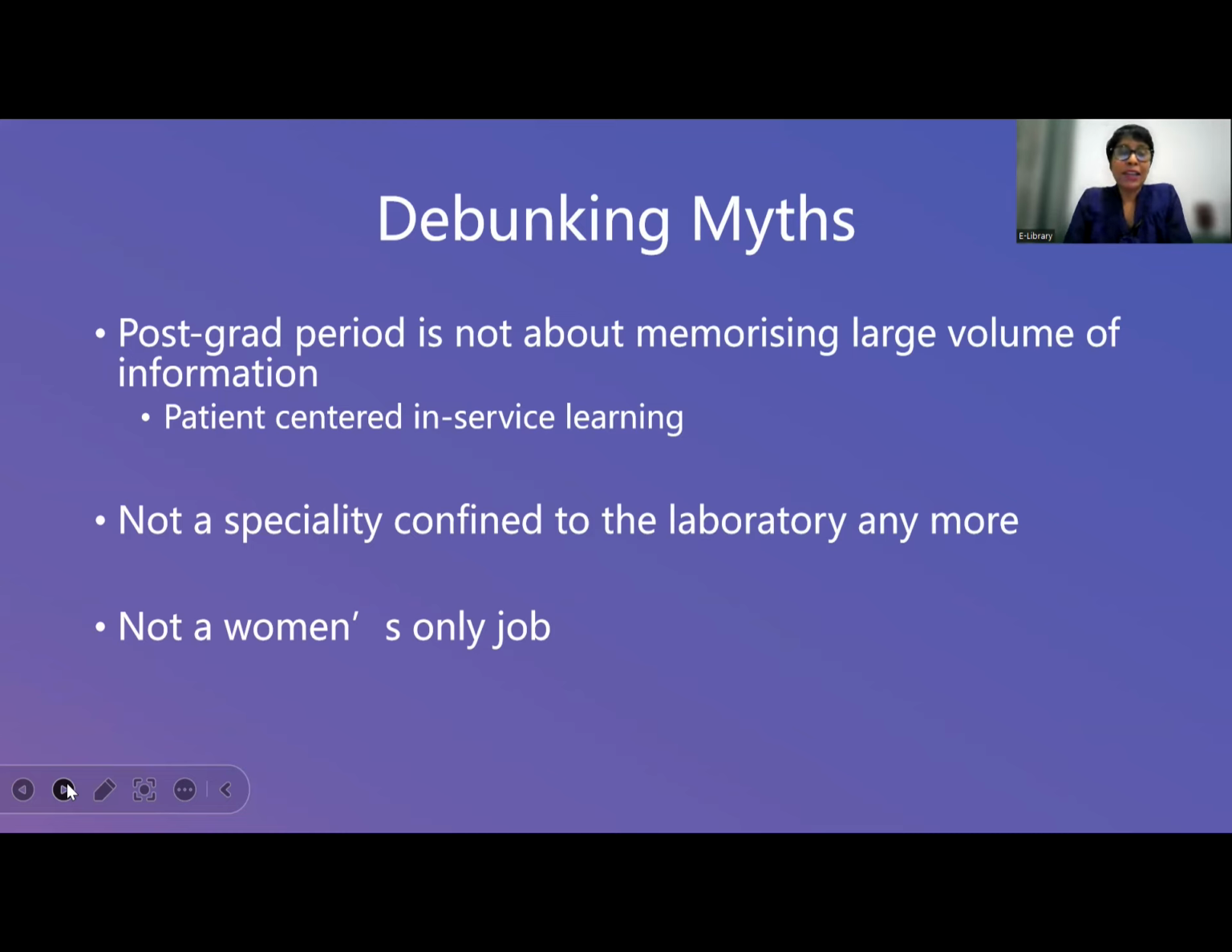Also, in Sri Lanka, mostly the pathologists are females. But in other countries, even in India, it's not so. Equal or higher numbers of pathologists are males in these countries. Due to some reason, mostly we have females in our community, so men also have the opportunity.